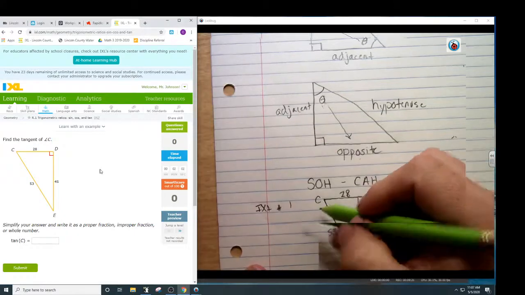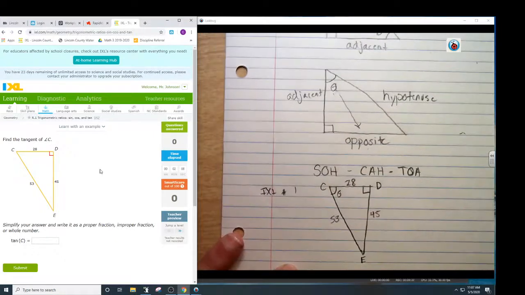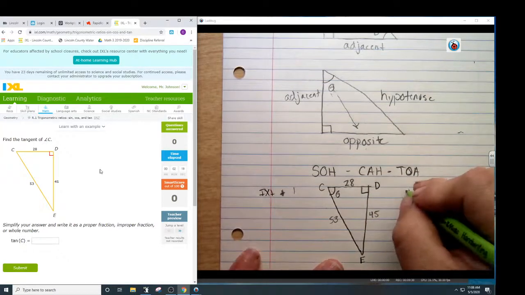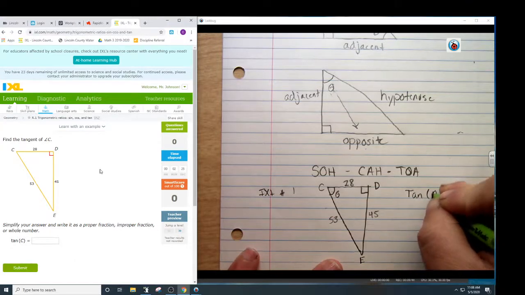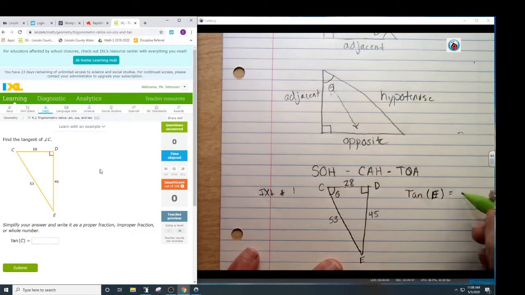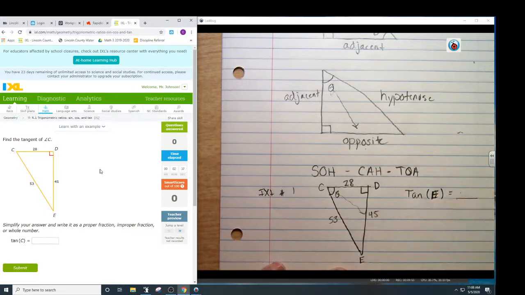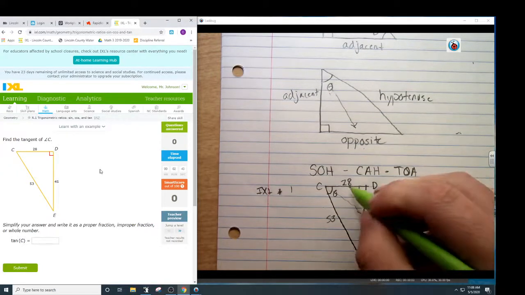Now, here's C. So think about this being your theta, your missing angle. What they want to see is that you can identify the sides that go along with tangent. So remember tangent: tan E equals opposite over adjacent. We're going to put our little division bar here. Opposite is the side that's across from you, so that's going to be 45, and then the adjacent side is 28.